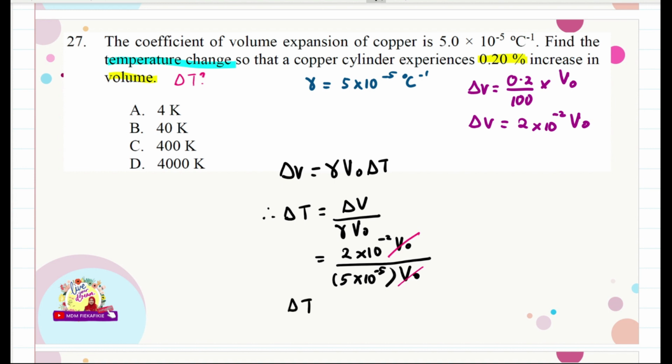Therefore, delta T you akan dapat 40 Kelvin. Okay? So, the answer is B. Kenapa? Boleh lah. The answer is B. Okay? So, very simple. Cumanya kena faham bila soalan kata so that a copper cylinder experiences 0.2% increase in volume. 0.2% increase in volume means that delta V dia adalah meningkat sebanyak 0.2% from its initial volume V0.